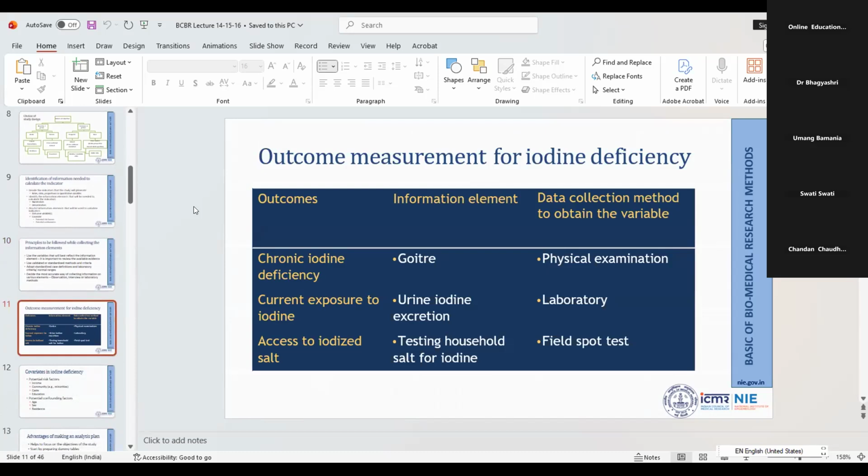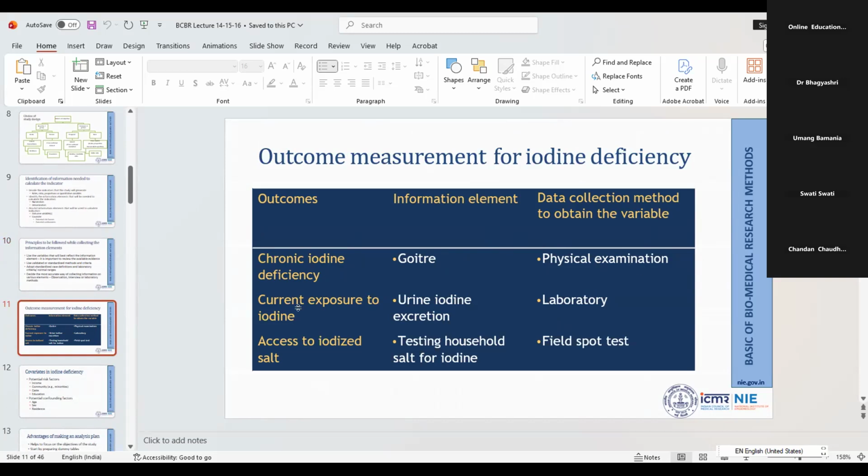Here another example is given: the outcome measurement for iodine deficiency. If our outcome is chronic iodine deficiency, we want to know what the chronic iodine deficiency level is. So our information element will be the prevalence of goiter. And here the best data collection method is physical examination of participants.